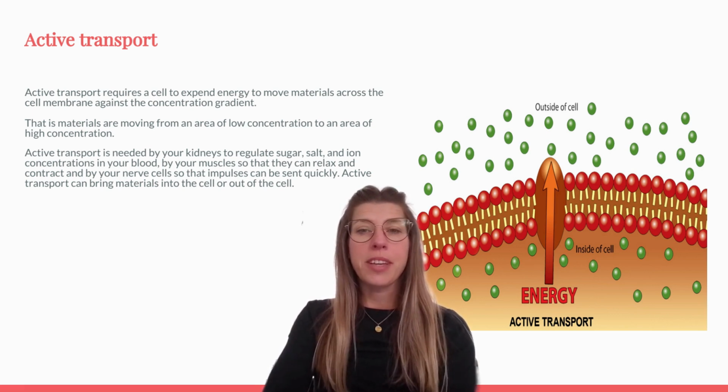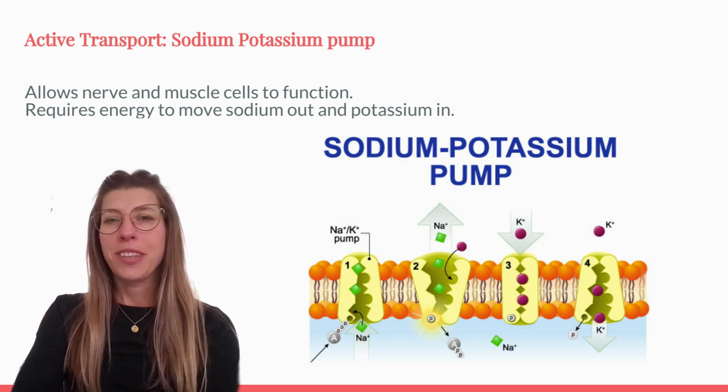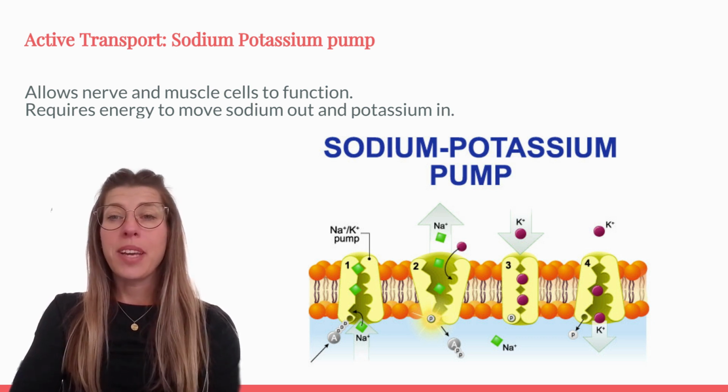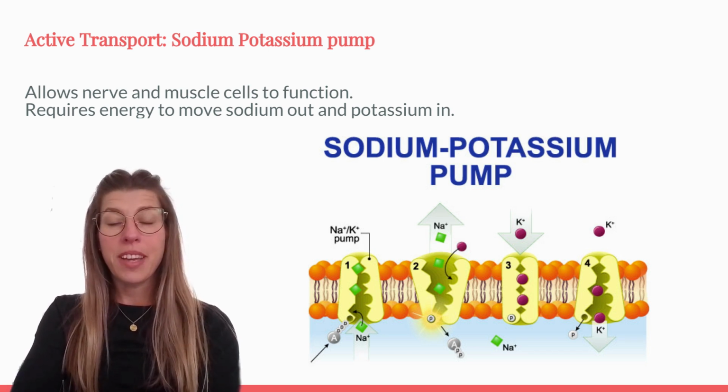Active transport is needed by your kidneys, for example, to regulate sugar, salt, and ion concentrations in your blood. It's also required by your muscles so that they can relax and contract, as well as your nerve cells so that impulses can be sent quickly. Active transport can bring materials into or out of the cell. It goes both ways. One way that this can be achieved is through an example here of a sodium-potassium pump. This is what specifically allows nerve and muscle cells to function. It requires energy to move sodium out and potassium in against the gradient.